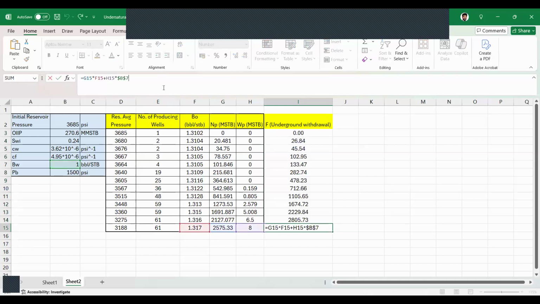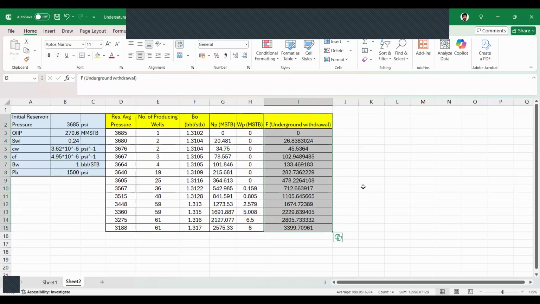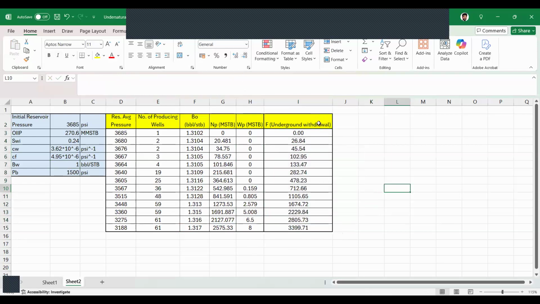So this is G15 times F15 plus Wp into Bw. Let me put this format for this also. Let me bring them to only 2 decimals. So now I have F and the other parameters.